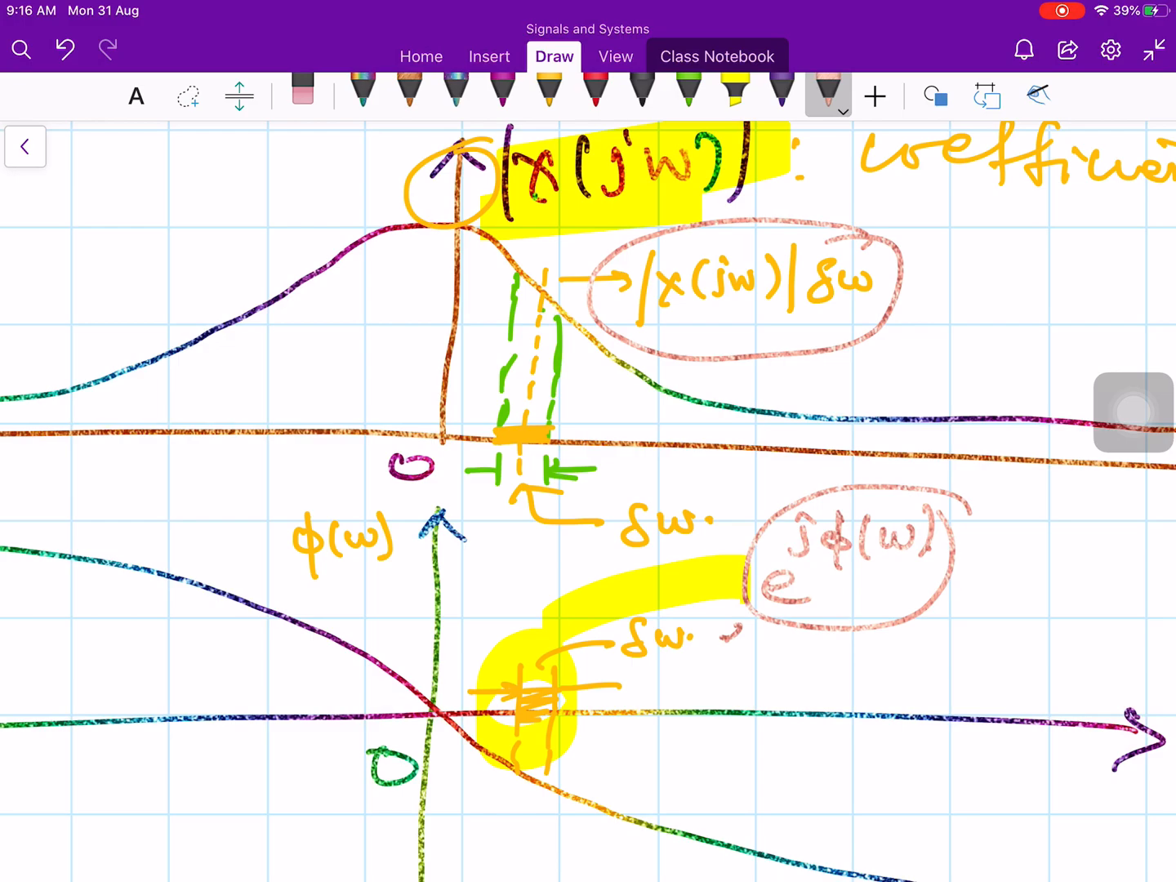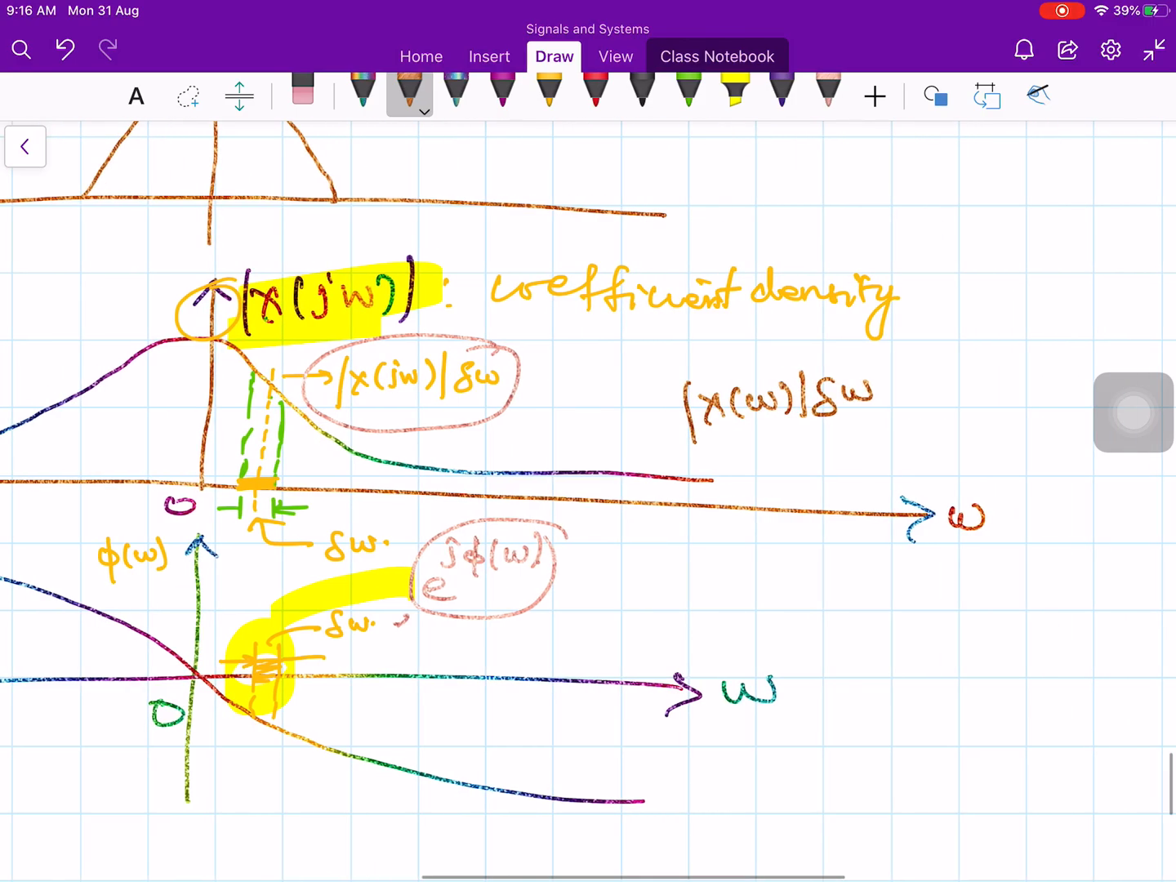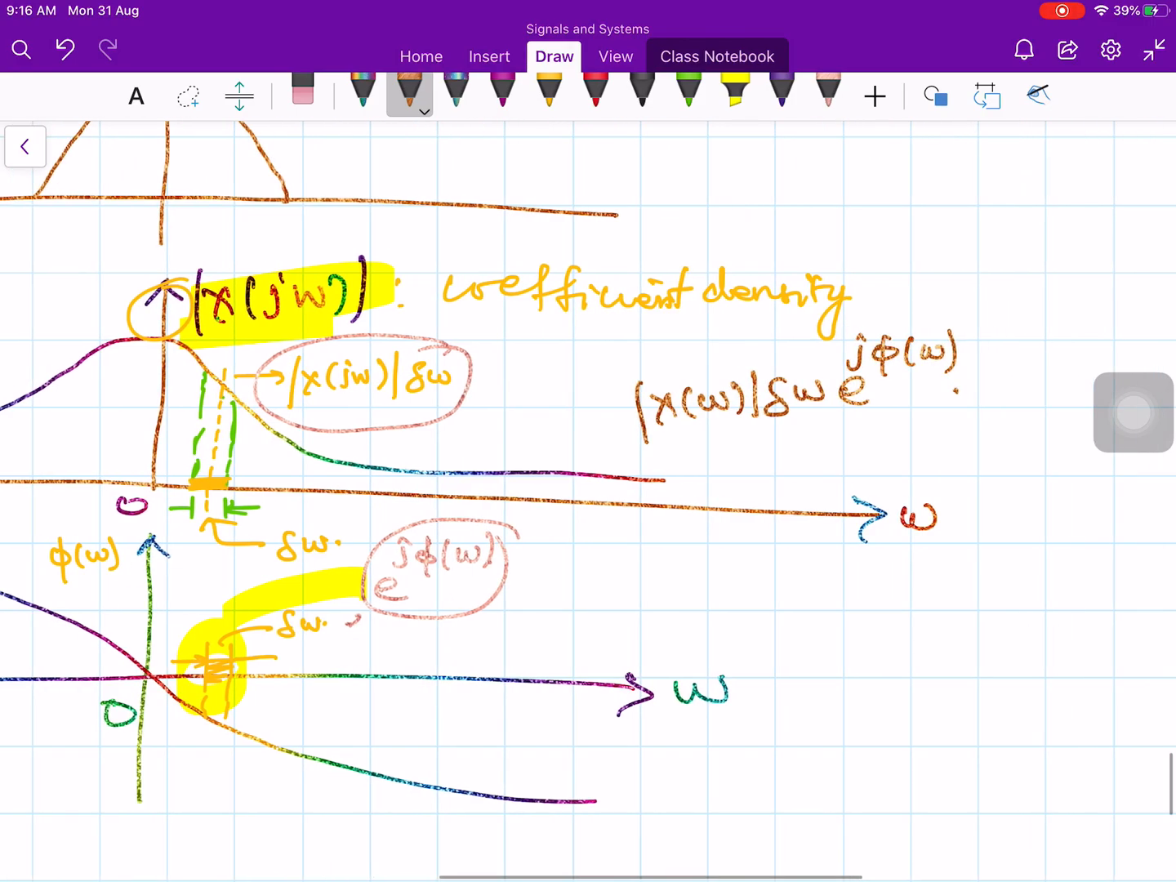If you combine these two guys, then you will get the magnitude of x of j omega, and the interval is delta omega. Then its phase is e to the j times phi of omega, multiplied by its time exponent e to the j omega t. So this is what we get from the positive frequency, positive omega.